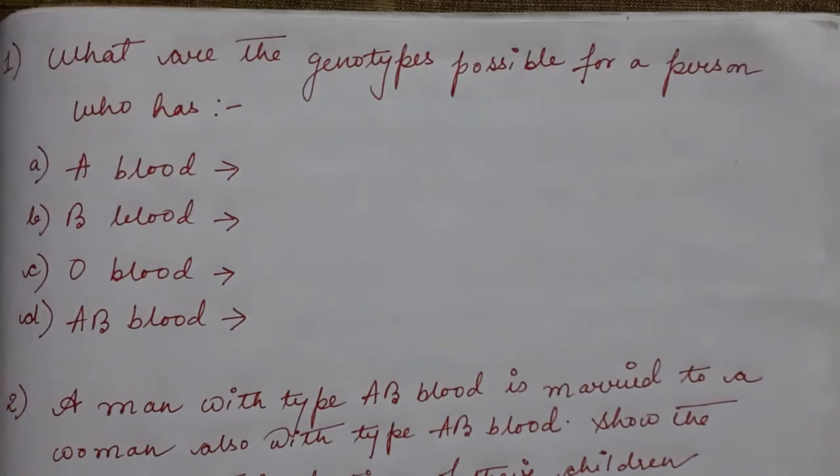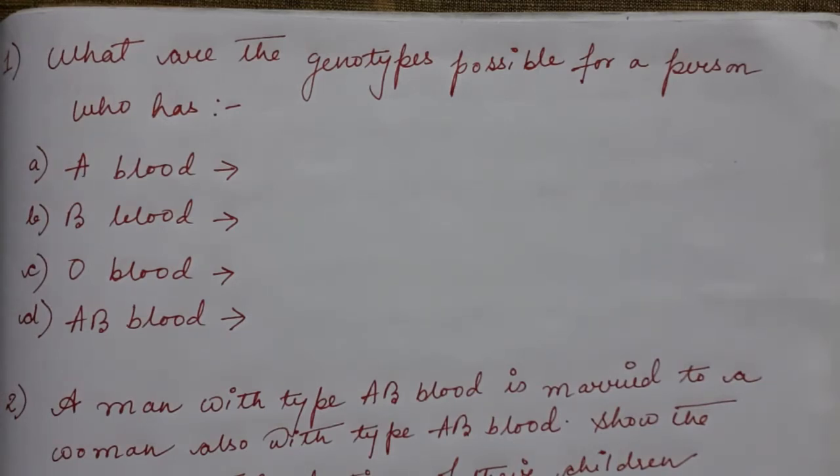Let's solve a few questions on ABO blood group. Our first question is, what are the genotypes possible for a person who has A blood group? It is easy. Let's solve it together and you can check your answer with me.